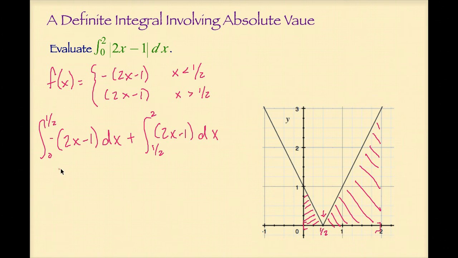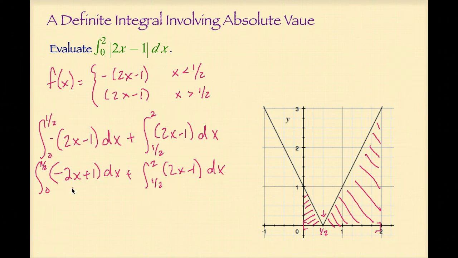When I distribute the negative, I'm going to have negative 2x plus 1 for this first integrand from 0 to 1/2. And then, of course, the second one does not change. Now let's find the antiderivative. For this first integral, it's going to be negative x squared plus x, and again, we're evaluating from 0 to 1/2. For the second integral, it's going to be x squared minus x, and we're evaluating from 1/2 to 2.